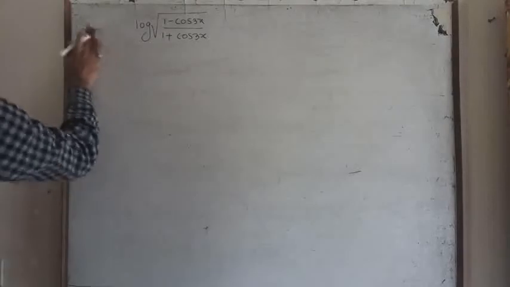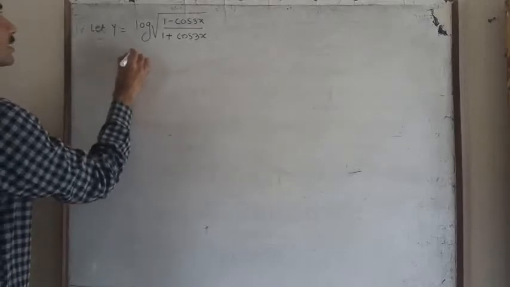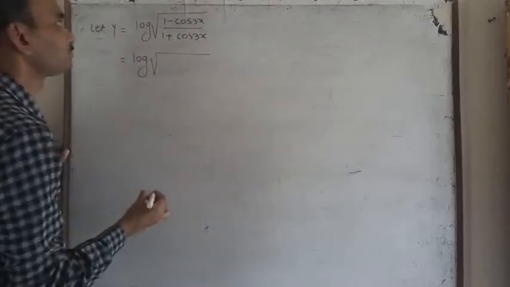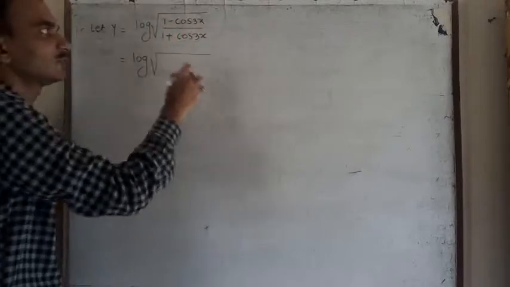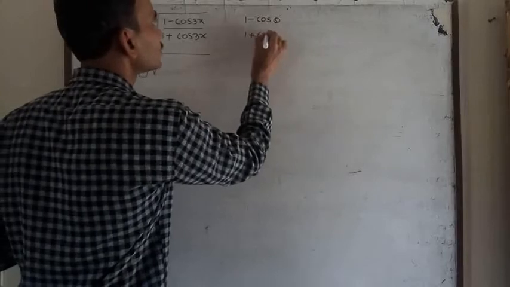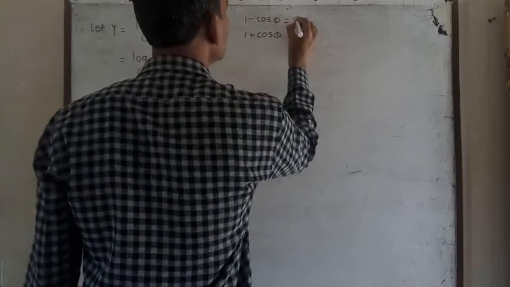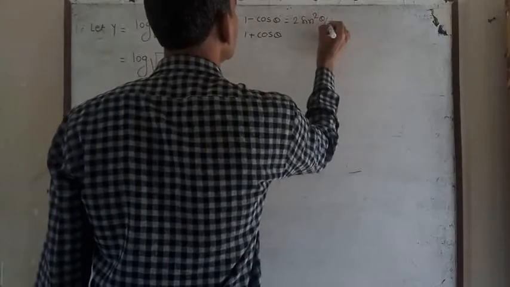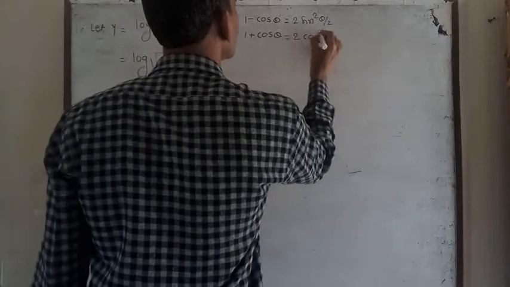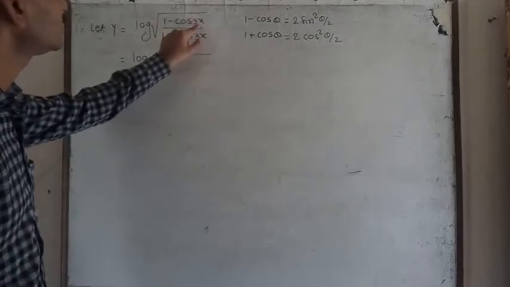Let us denote this example with y, and here we know that there are two terms in the numerator and denominator. We know that 1 minus cos of theta and 1 plus cos of theta, we learn this formula. Therefore 1 minus cos theta is 2 sin square theta by 2 and 1 plus cos theta is 2 cos square theta by 2. But here theta means 3x.